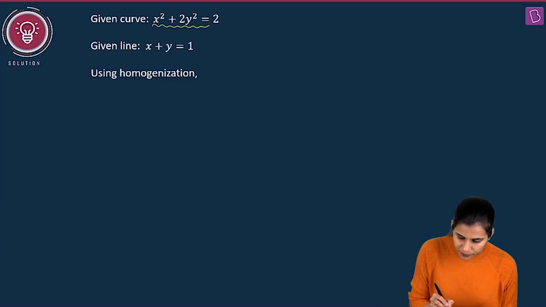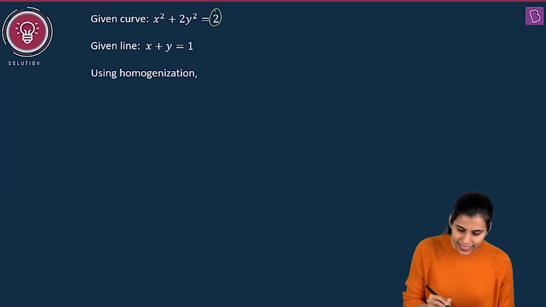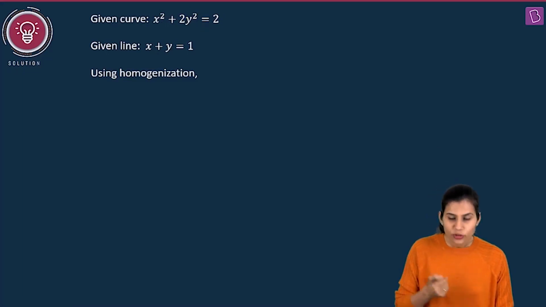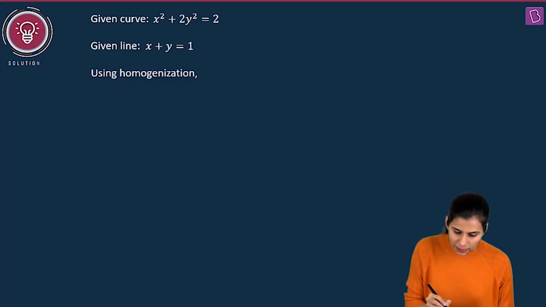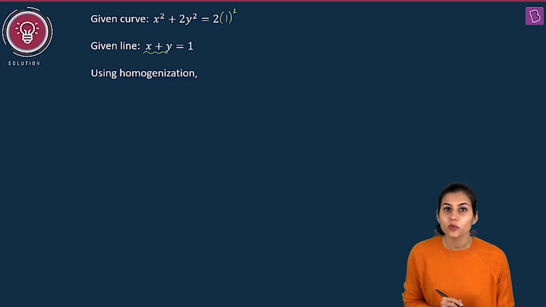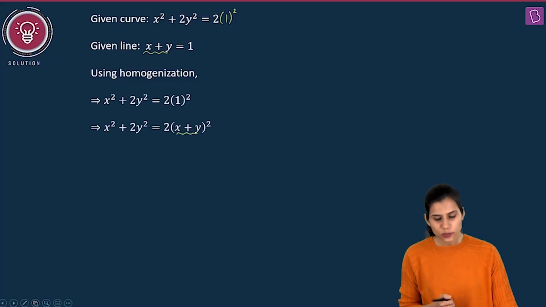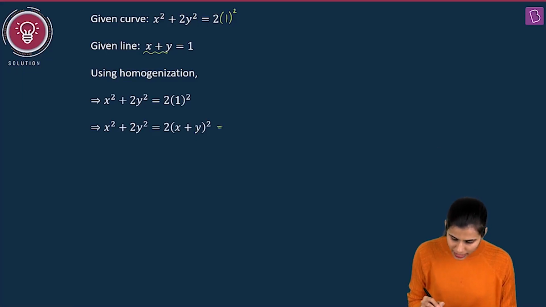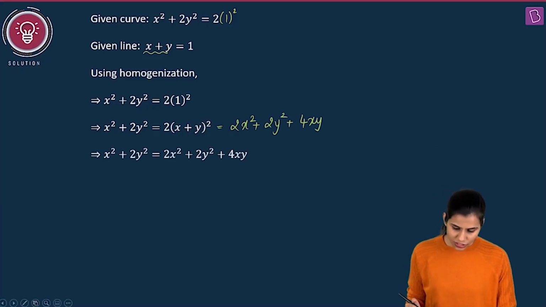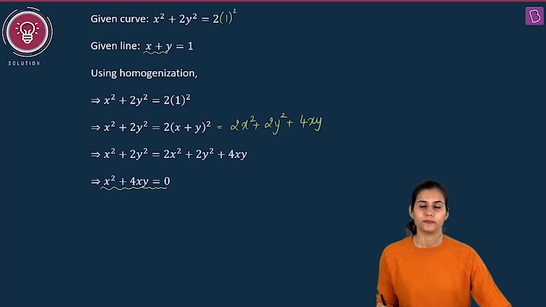Look at this curve. Each term is having a degree 2 except the right hand side constant, which is 2. So I am going to convert it to second degree by multiplying it with 1 squared. 1 from here is x plus y. So I will be writing 1 as x plus y. So 1 squared will be (x plus y) squared, right? Now you open this up, right hand side becomes 2x squared plus 2y squared plus 4xy. When you simplify, what you end up getting is x squared plus 4xy equals 0.